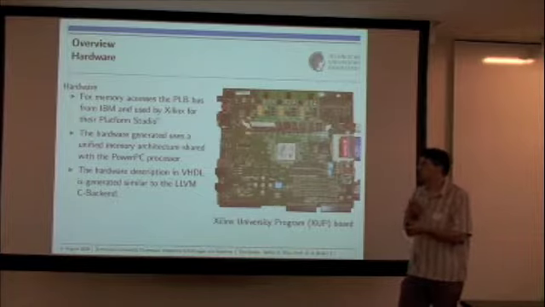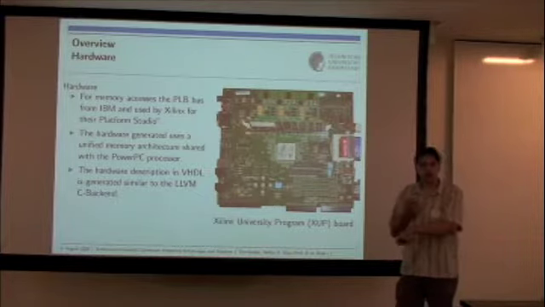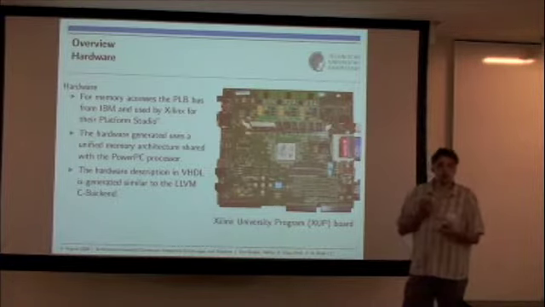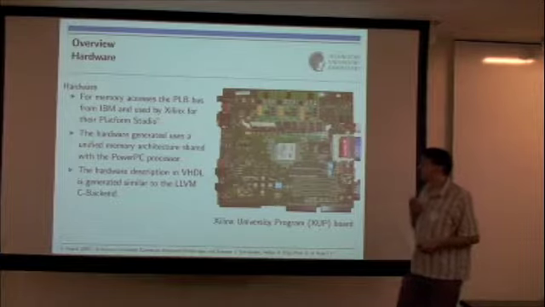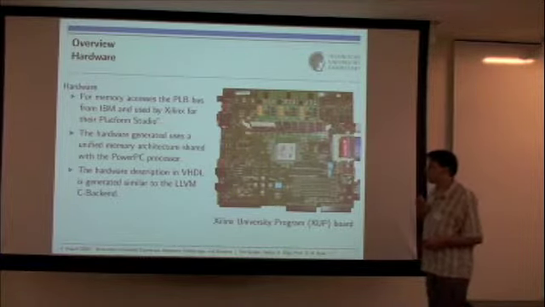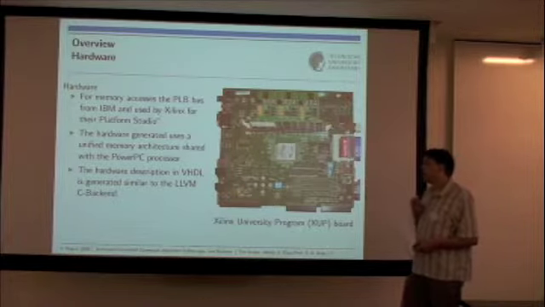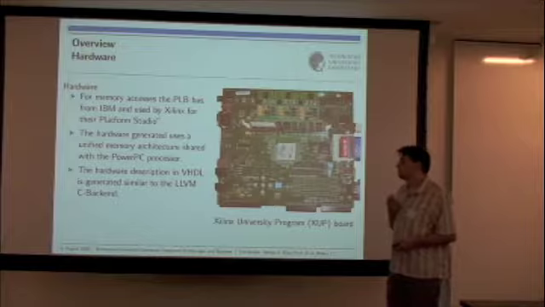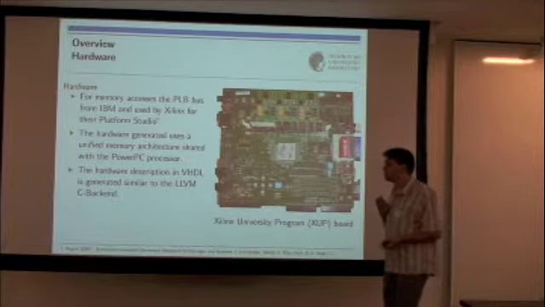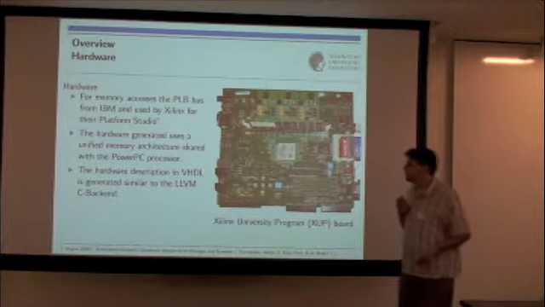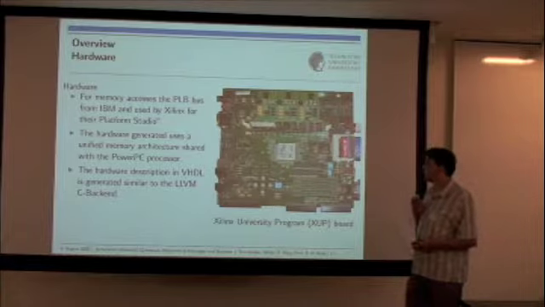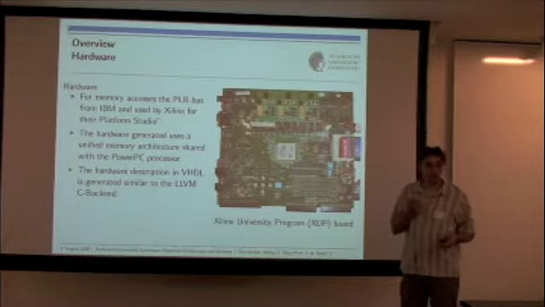This is needed if we have some memory accesses out of the hardware part. It needs to have the same view of the memory like the software part. Otherwise, it would make the whole venture pretty complex. The hardware backend itself is pretty similar to the LLVM C backend. So it's not using the DAG selector or something like that.